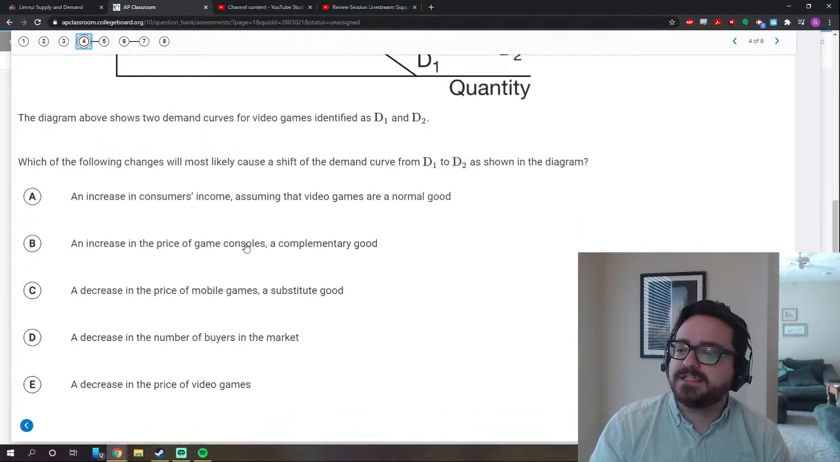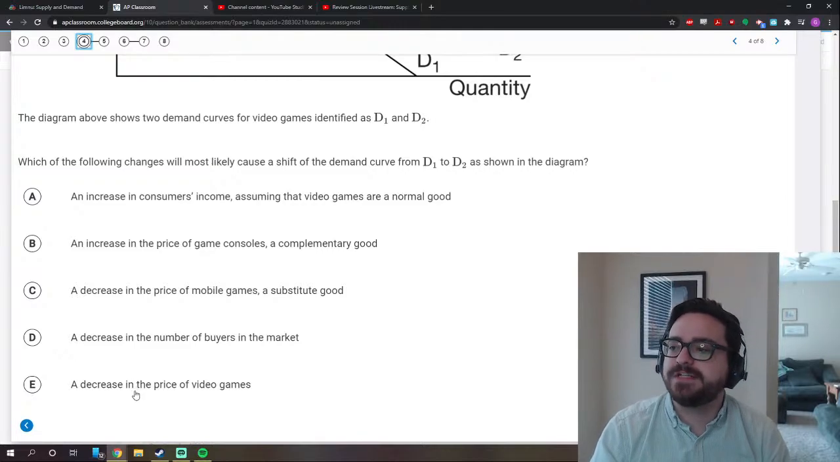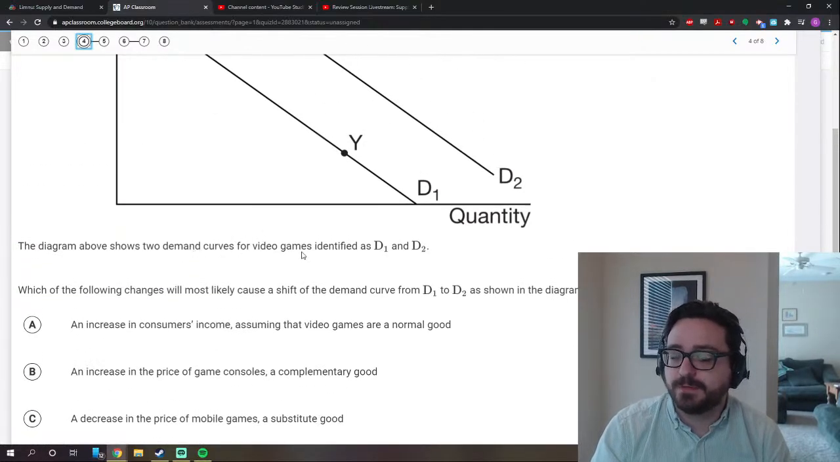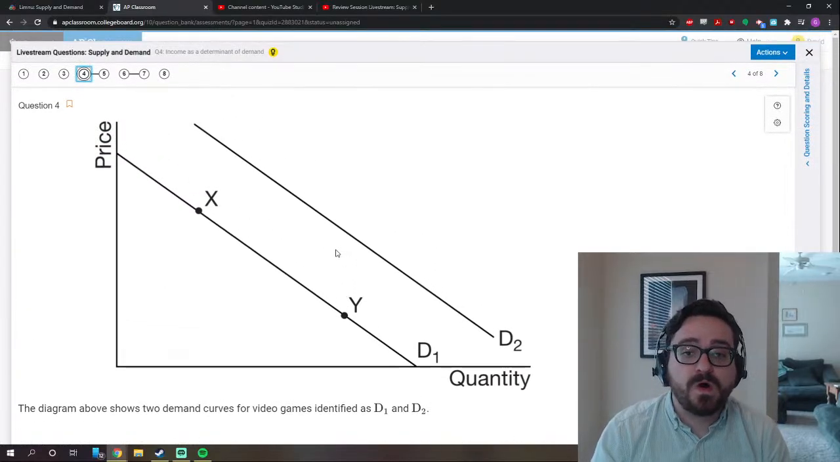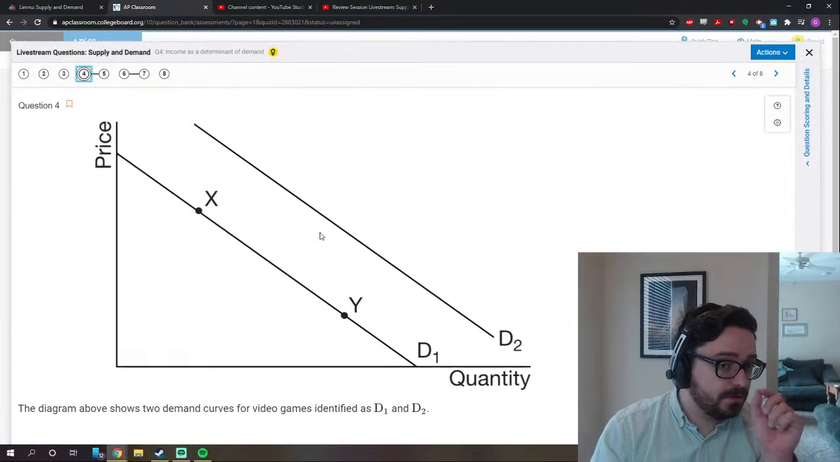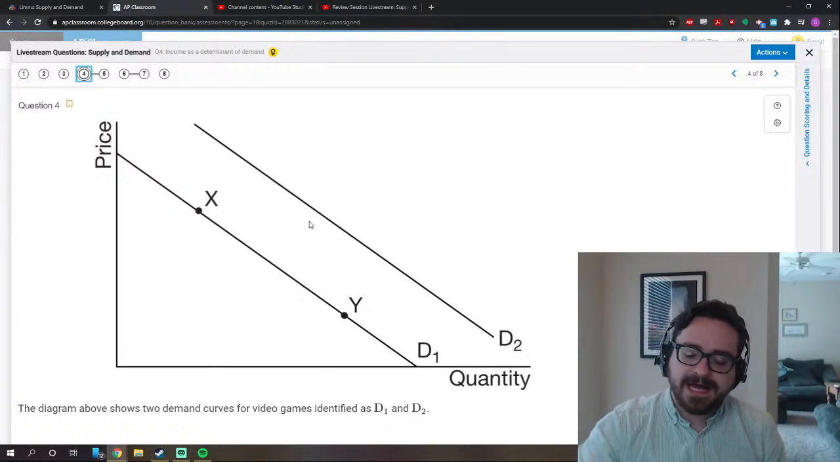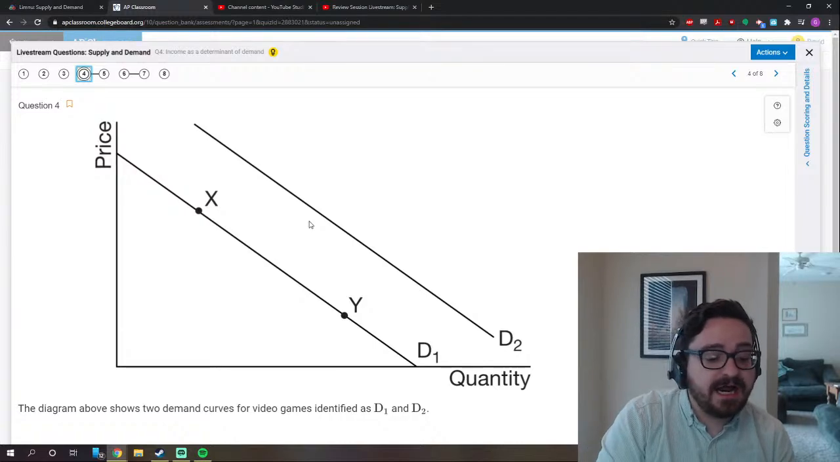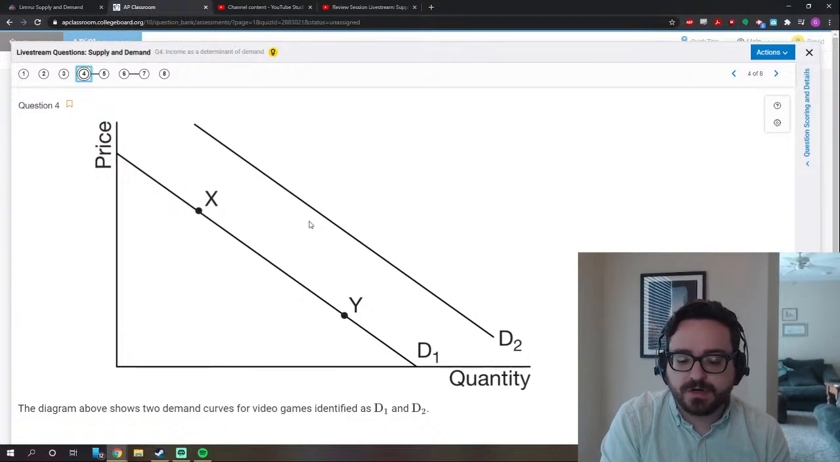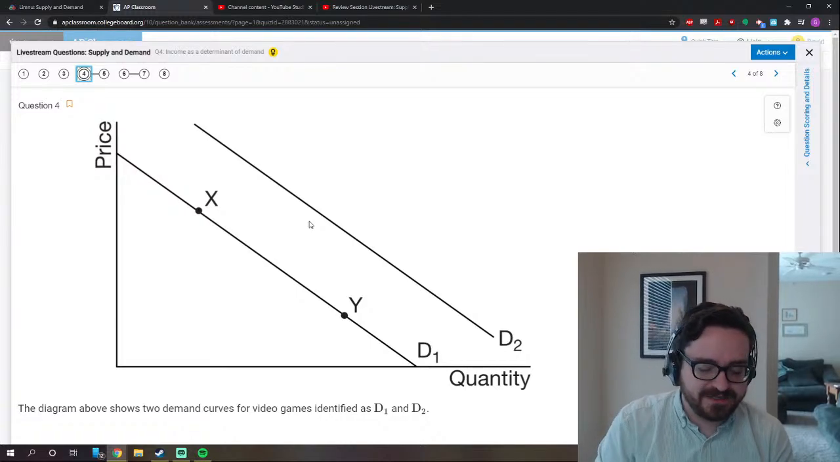A thing that tends to mess people up here is they pick E, a decrease in the price of video games. This is the market for video games. They're like, hey, if video games are cheaper, people will want them more. No. I don't want video games more when they're cheaper. I do buy more of them. Those are different ideas, even if it doesn't feel very different.